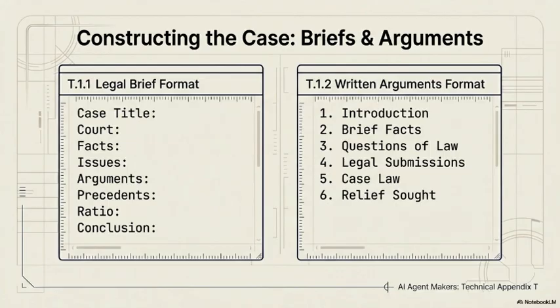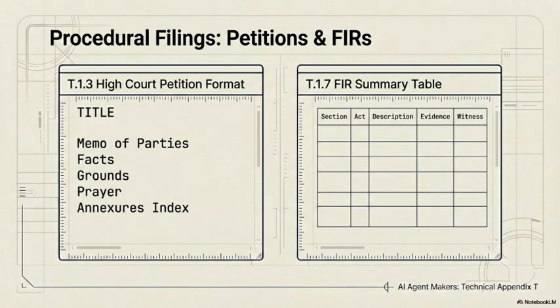This structure prevents the AI from just presenting a list of demands without laying the proper legal groundwork first. Yes. It is, in essence, the enforcement of persuasive logic. And what about the more administrative side of things? Well, even there, structure is key. Look at the High Court petition format. Even this document, which is often procedural, requires specific structured components: a title, memo of parties, facts, grounds, a prayer, and the annexures index. The annexures index. That's the list of all the supporting documents. It is. And if the AI misses that part, if it forgets to generate the mandatory list of all supporting documents, the entire filing could be procedurally rejected by the court. The structure itself acts as a procedural compliance checklist.